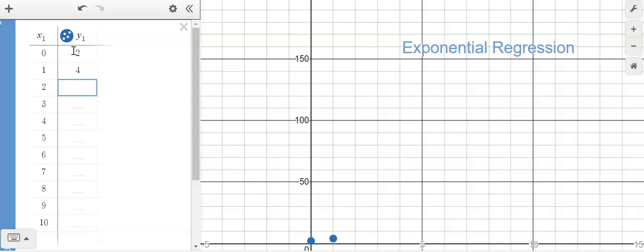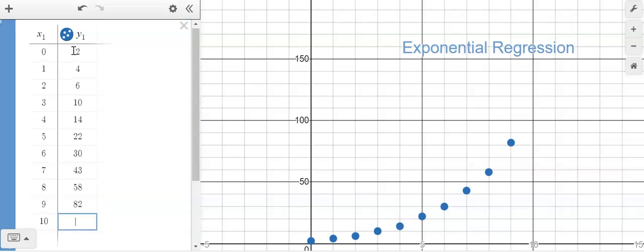So 4, 6, 10, 14, 22, 30, 43, 58, 82, and 121. As we can see, as it's getting plotted, it does look like an exponential function.